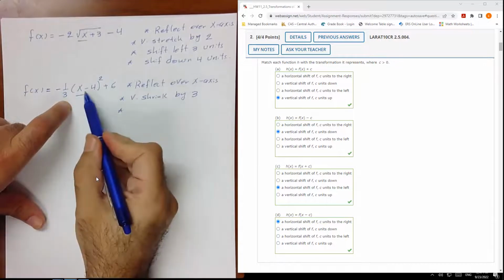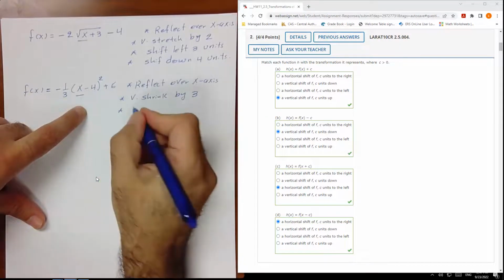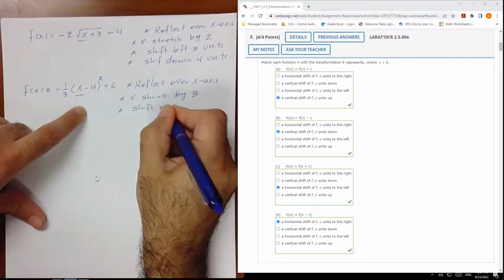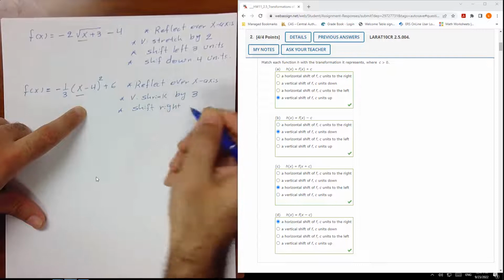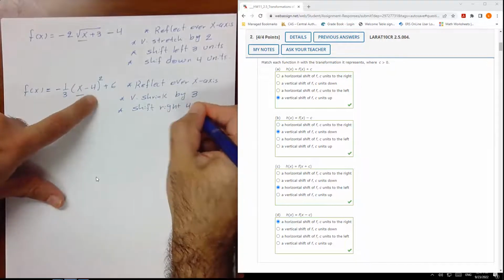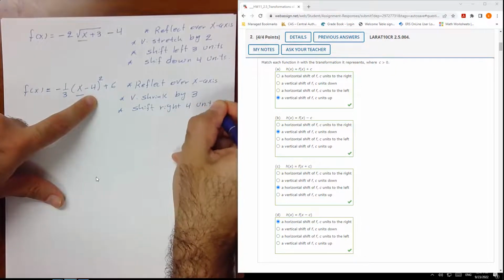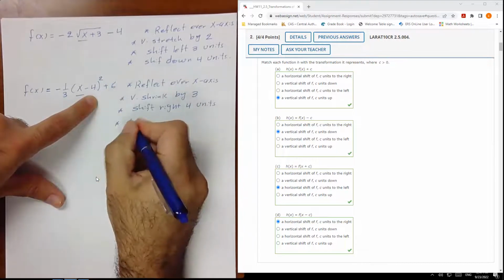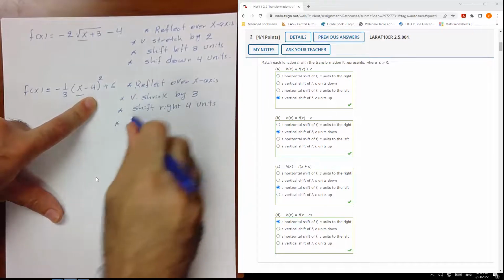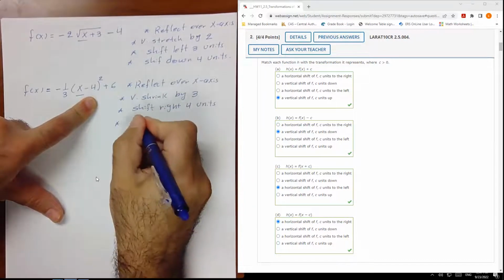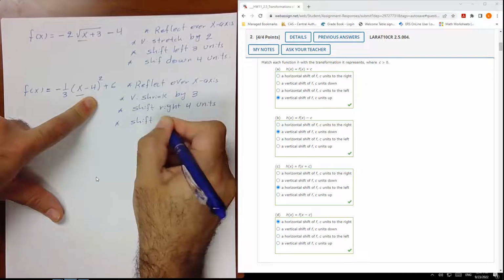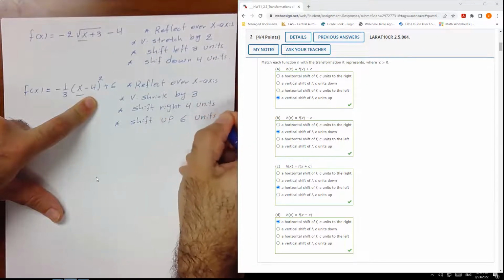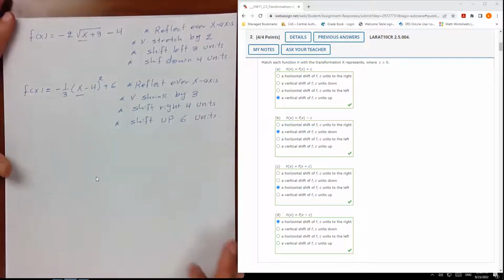Next technique, minus 4 inside the basic function. So it's going to be shift right. How many units? 4 units. Next technique, plus 6, which is an outside technique. So it's going to be shift up 6 units. That's it for this example.